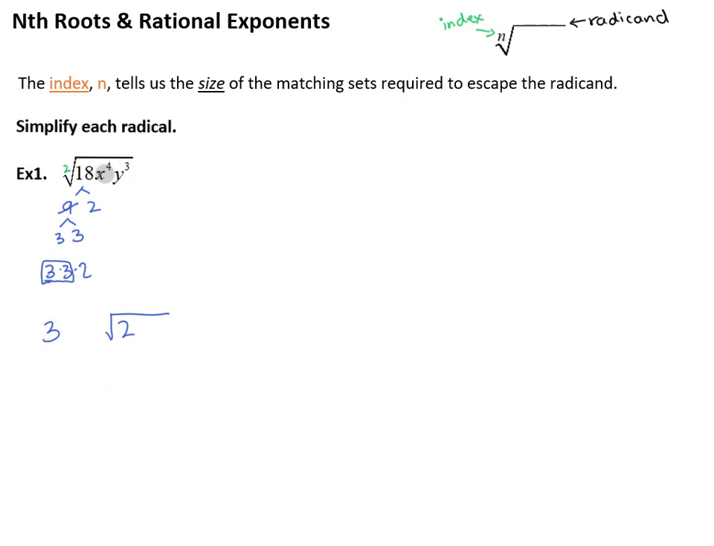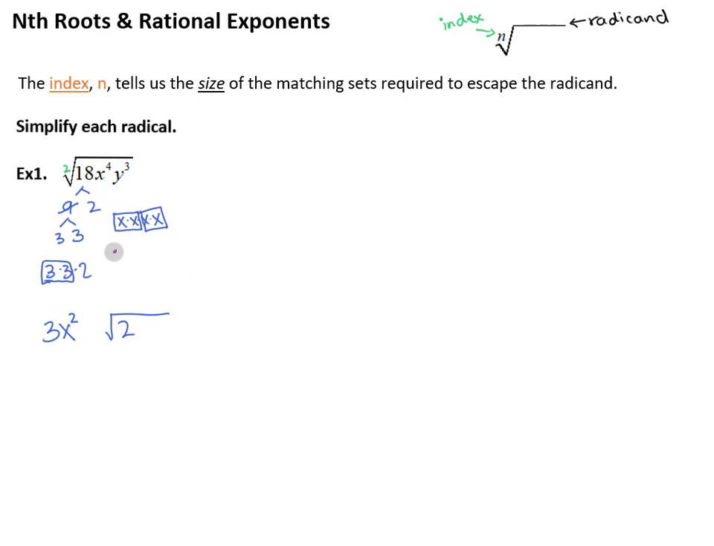Speaking of which, let's look at our variables. X to the 4th means x times itself 4 times. So again, if we're looking for sets of 2, we've got 2 sets of 2. So we get to take 2 x's out of our radical, x times x, or x squared. And because we've used all of them up, there's none that need to go back inside of our radical.